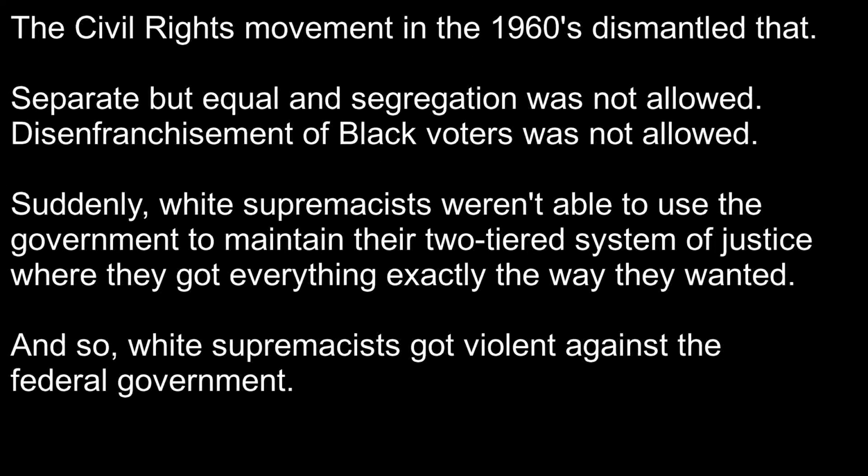The civil rights movement of the 1960s took much of that away. Separate but equal and segregation were no longer allowed. Disenfranchisement of black voters was no longer allowed. Suddenly, white racists weren't able to maintain their two-tiered justice system where they were the preferred citizen. As a result, racists got violent.